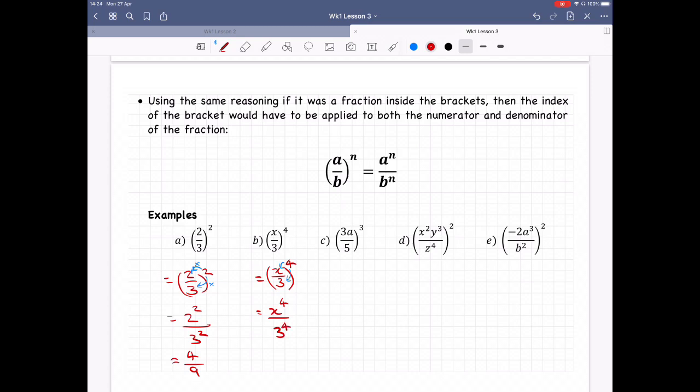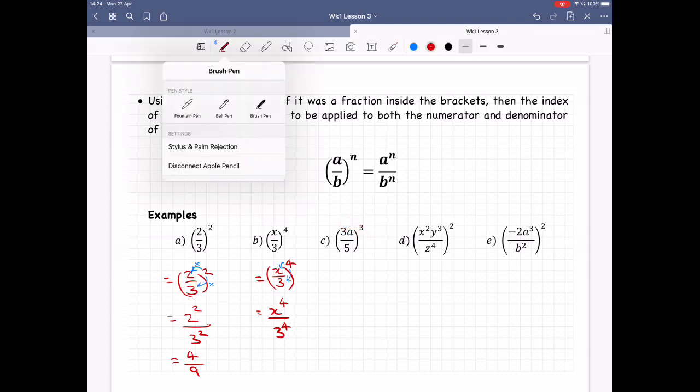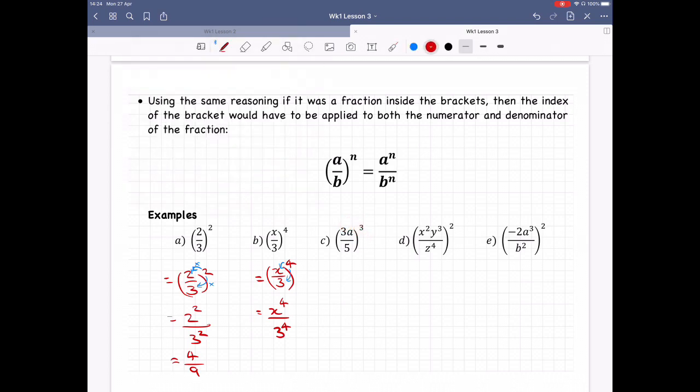Involving a coefficient just means we have another term to take this power across to. So what we are going to have now is 3a over 5 all to the power of 3. We need to put the power of 3 onto the 3, put the power of 3 onto the a, and put the power of 3 onto the 5. You can see all we're doing is applying that power outside of the brackets to everything inside the brackets.